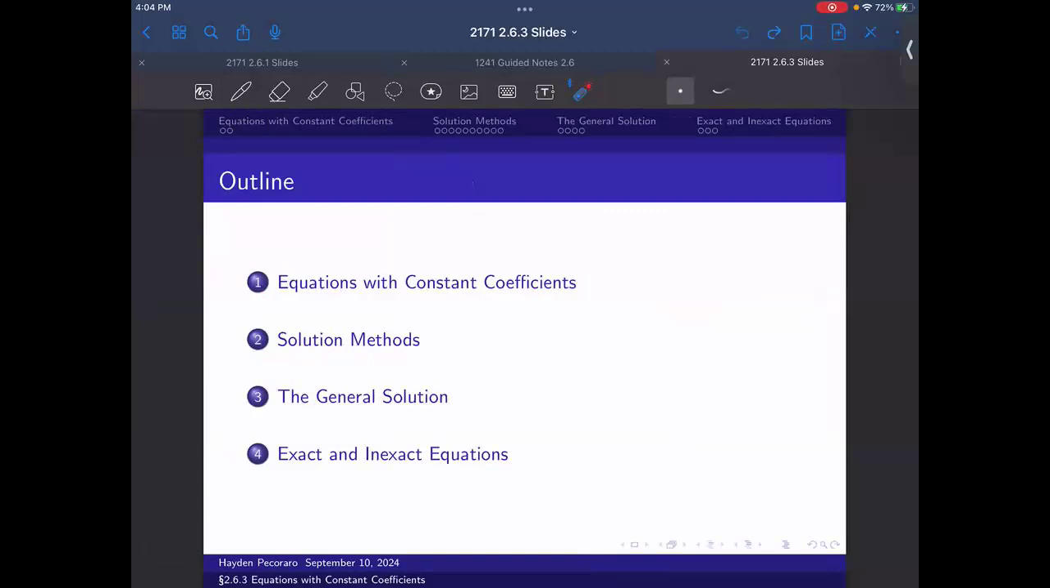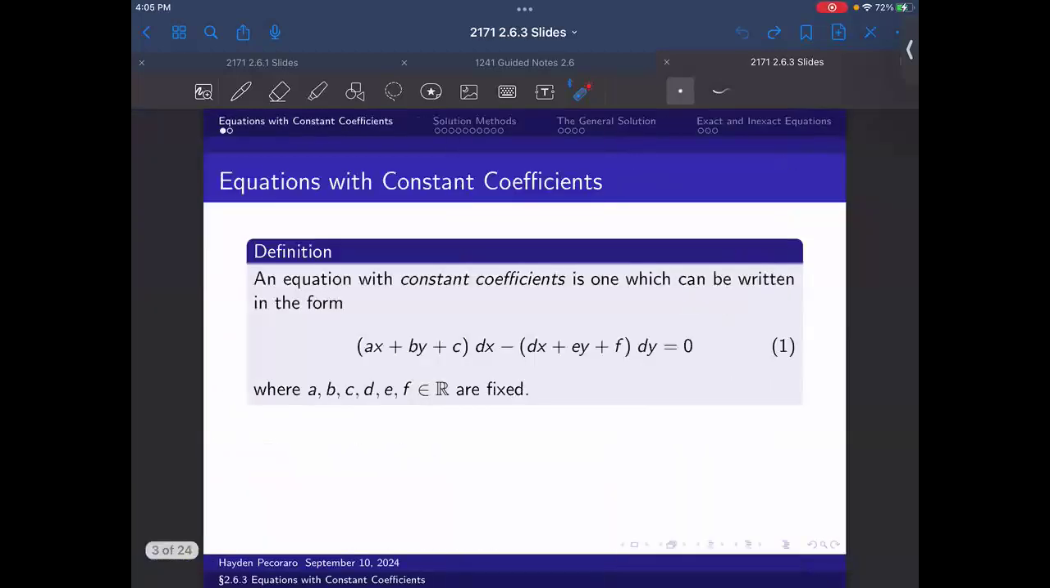And I figured if we have time, I'll go through exact and inexact equations, because one of the problems of those does show up on your project one. I may not necessarily ask that sort of problem on your tests, but good to know what they are at least. All right, so what is an equation with constant coefficients?